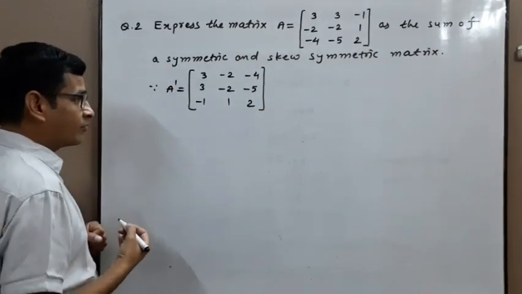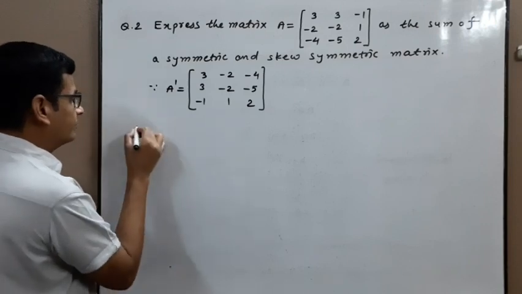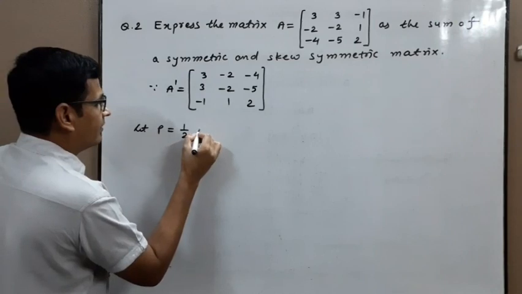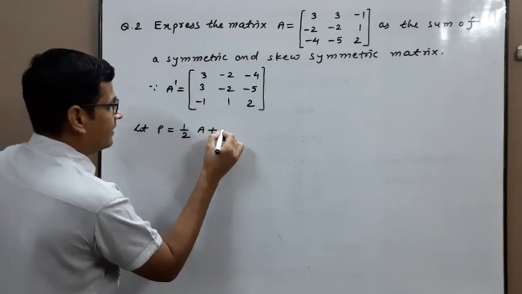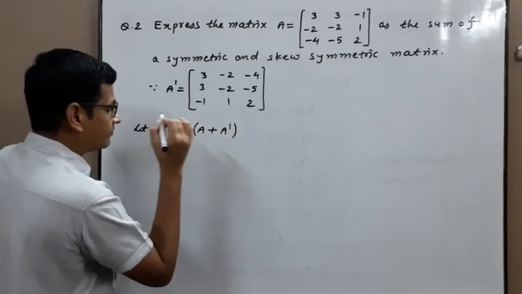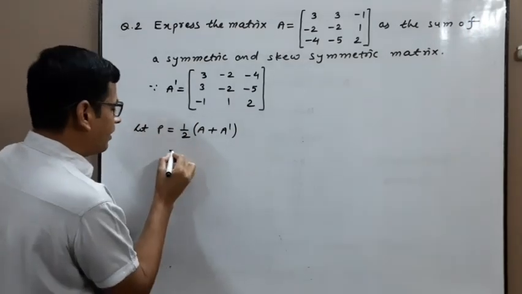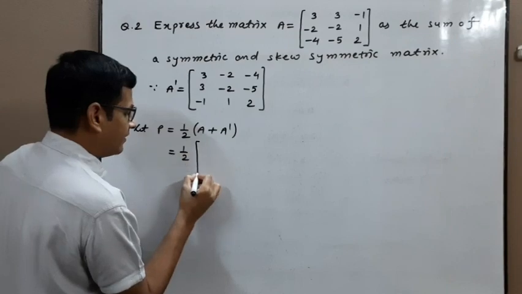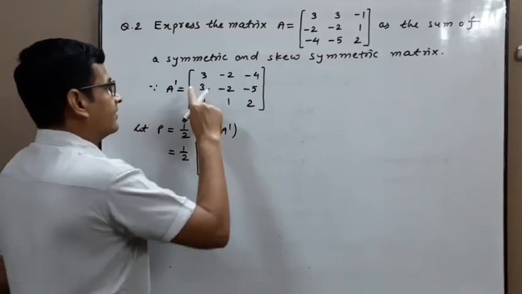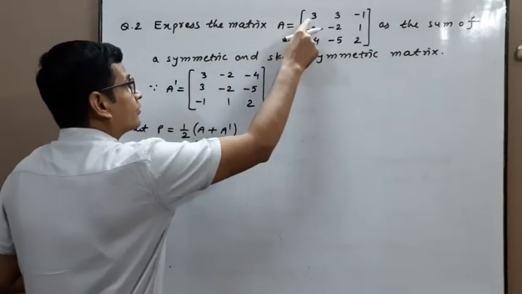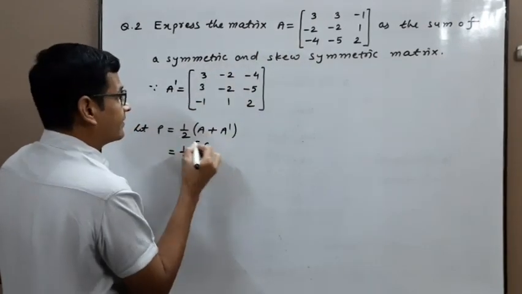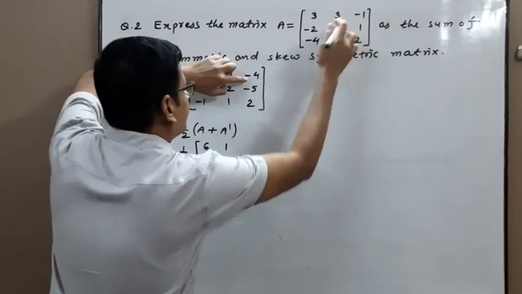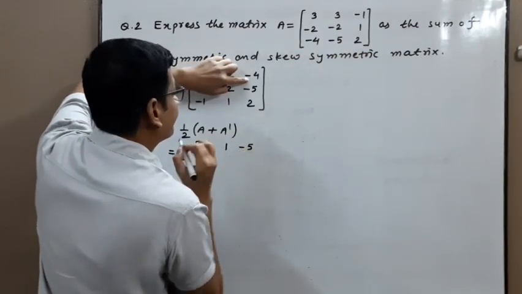Now let us consider two matrices P and Q. Let P equal half of A plus A'. Let us find A plus A'. This is A and this is A'. So 3 plus 3 is 6, 3 minus 2 is 1, minus 1 minus 4 is minus 5.